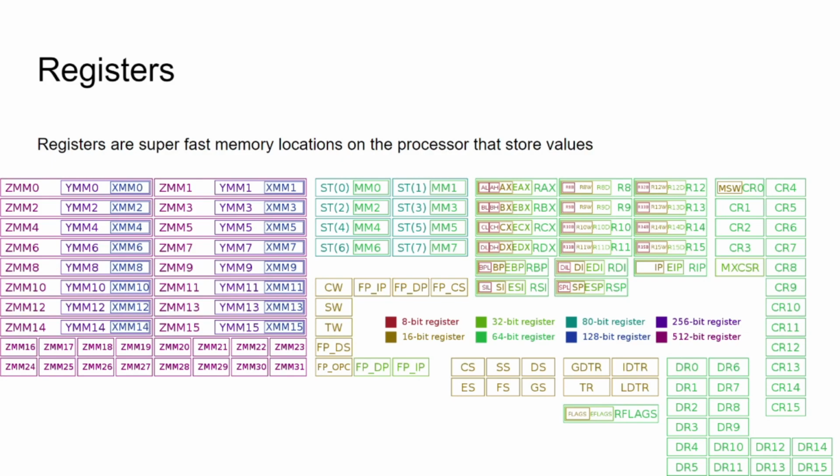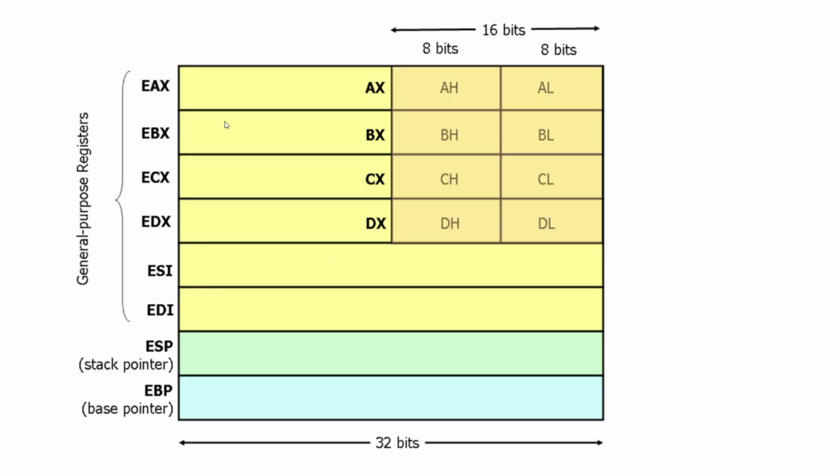Now, this is a list of some of the registers in x86 on your processor. However, we really don't care about most of these. All we're going to be using are these few registers right here: EAX, EBX, ECX, EDX. I don't even think we're going to be touching ESI or EDI today. And we are going to be touching ESP, which is the stack pointer, and EBP, which is the base pointer.